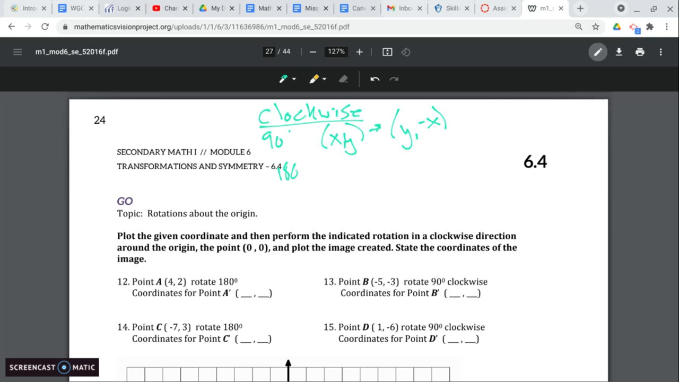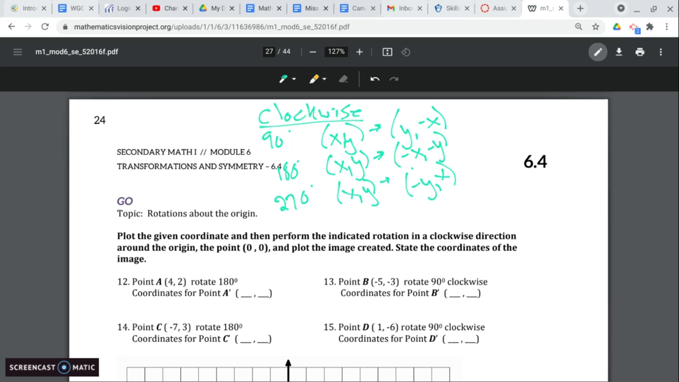Now a 180-degree rotation, same thing, we've got our point. All that happens here is we change the signs. Now, negative x, negative y does not mean you automatically make x and y both negative. It means you change the signs on them. And then 270 is going to be negative y, x.